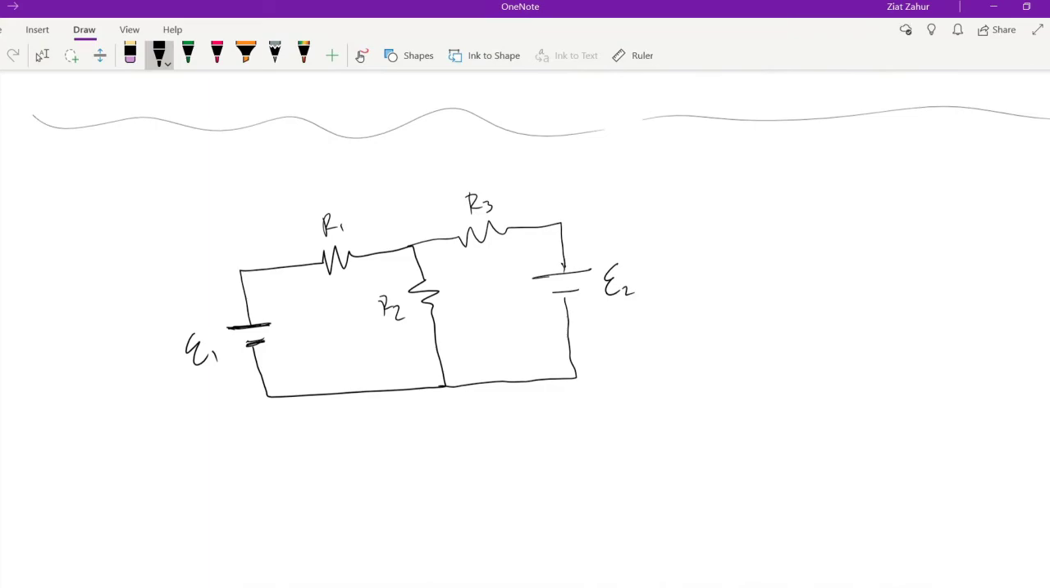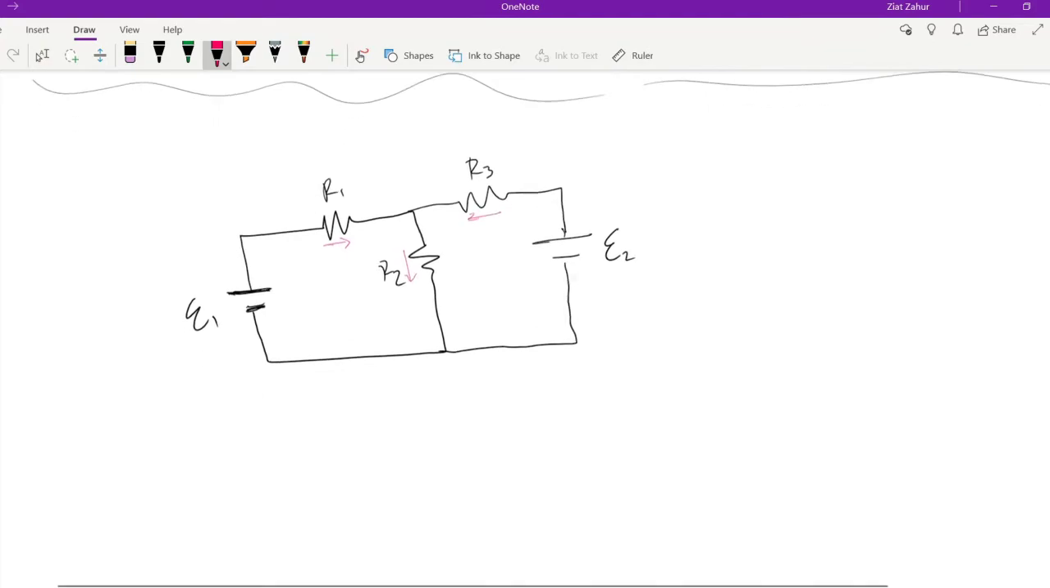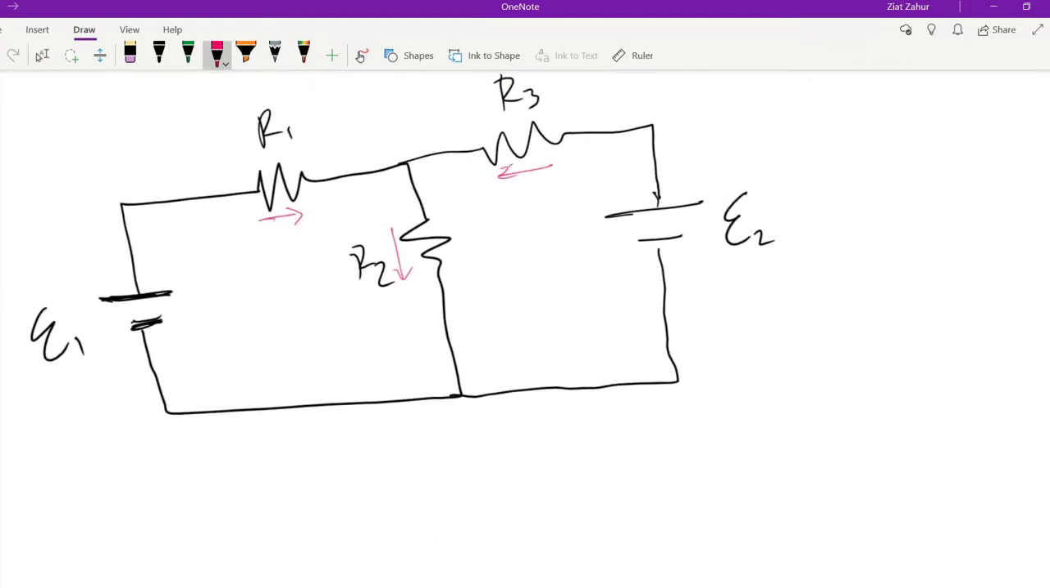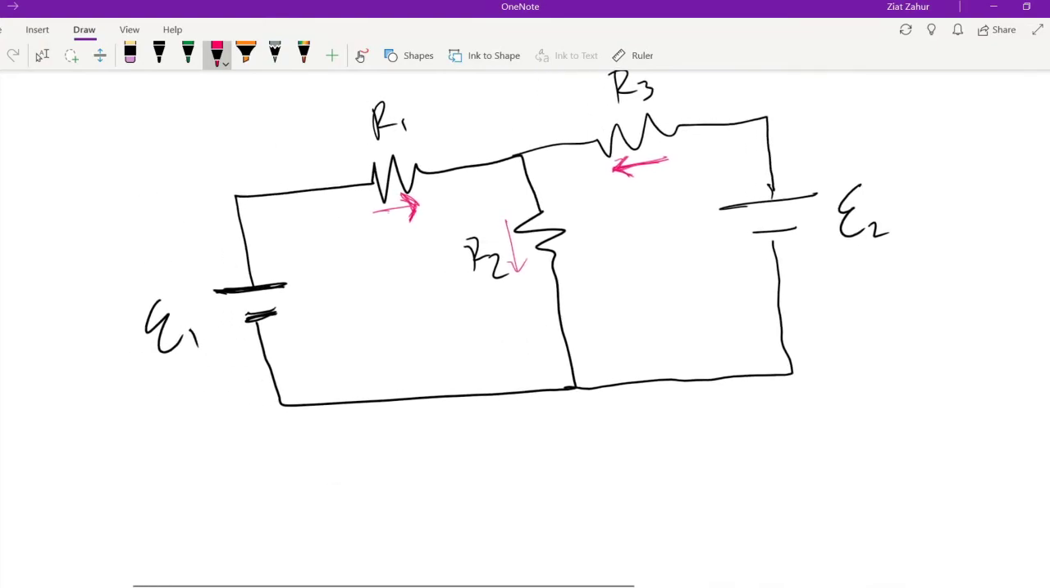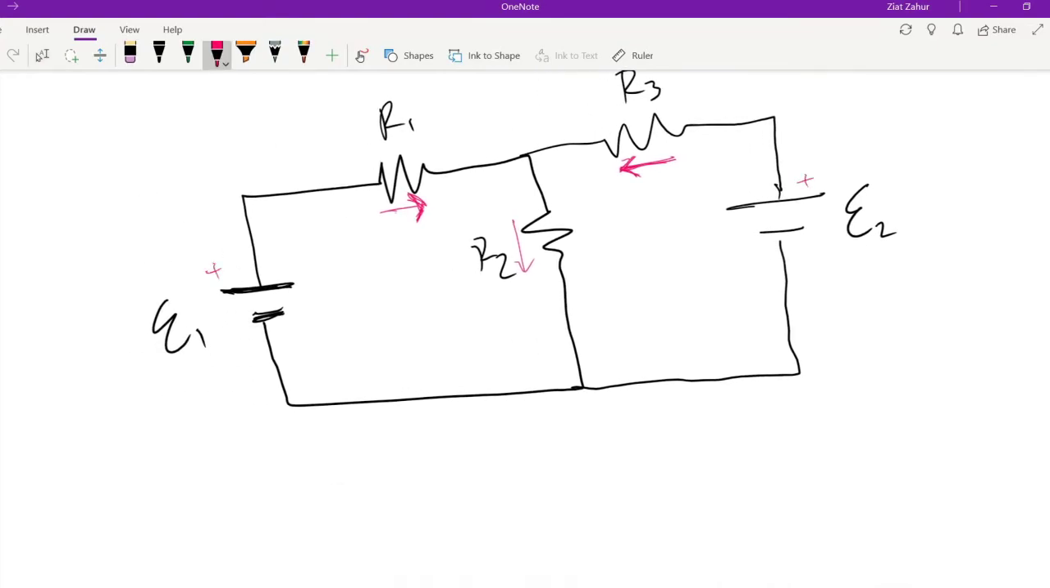Okay. Let's go and draw some current directions. I'm going to say that the current goes through this way, down this way, and to the left this way. Why did I choose these? Remember, it's kind of random. You can definitely choose the other way, and that's okay. But you want to use as much logic as possible. Notice how we have the positive end here, positive end here.